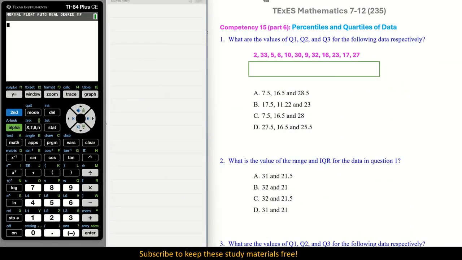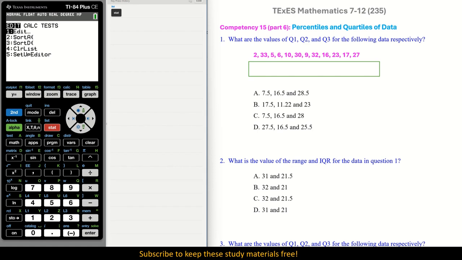Number 1, what are the values of Q1, Q2, and Q3 for the following data respectively? Okay, Q1 and Q2, 3 and 3. Q is for quartile, okay? So we will talk about these more in relation to box plots later. In this video, we're just going to discuss how we get them numerically and then how we get them in our calculator. Okay, so we need to first put this list into our calculator.